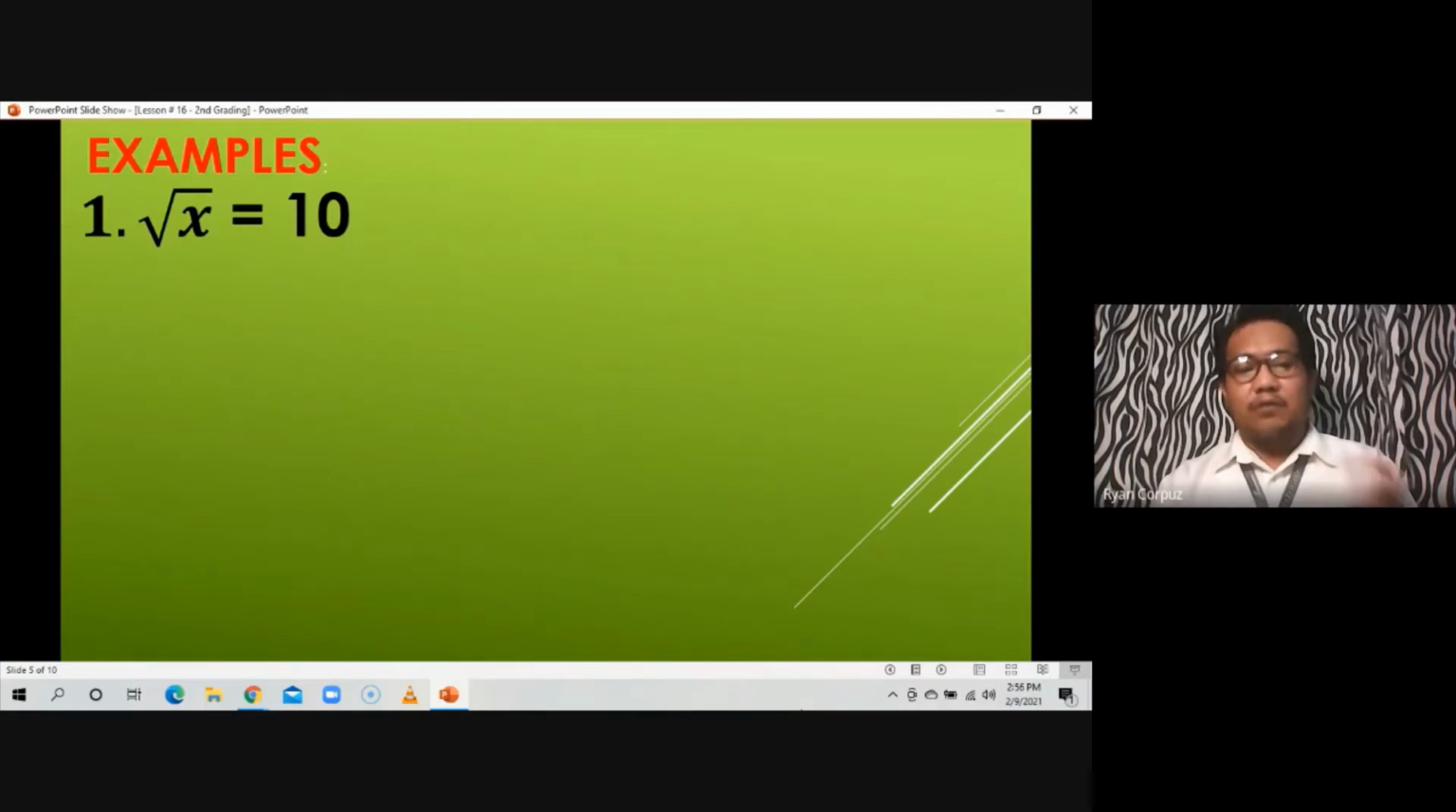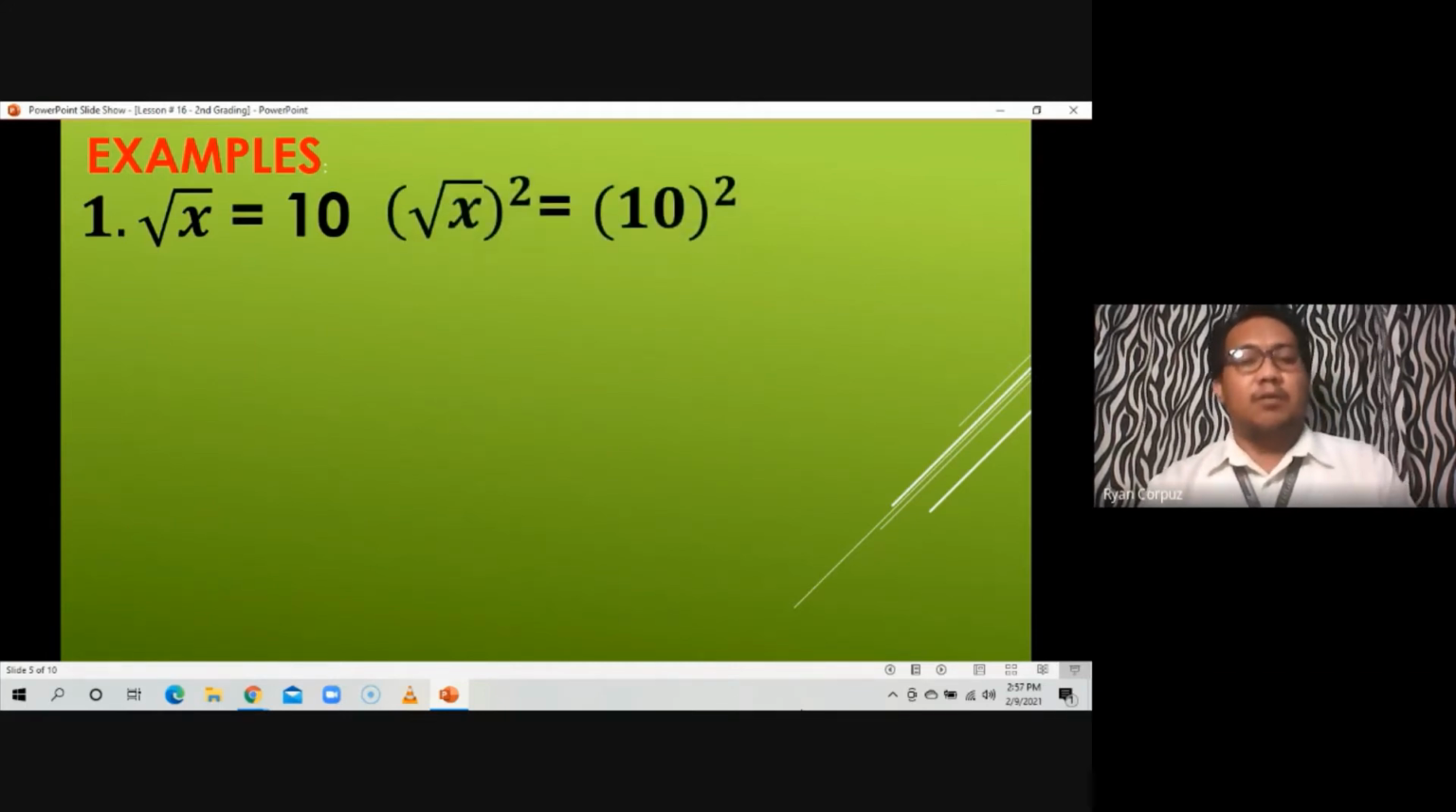Since it was already arranged in the right form, we can proceed right away on raising both sides of that equation to the power same as the index. Ano ba yung index ng given radical natin? The index is 2. That means we are going to raise both sides of the equation by 2.